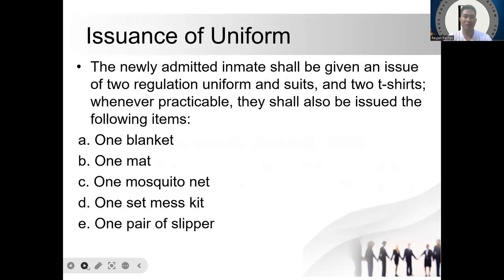So, ang issuance of uniform class, baka gusto nyo to. So, may uniform na kayo. So, baka gusto nyo to class, ha? So, sabihan nyo lang ako. Kasi marami tayong kakilala sa Bucor at BGMP. Okay, so ang issuance of uniform.